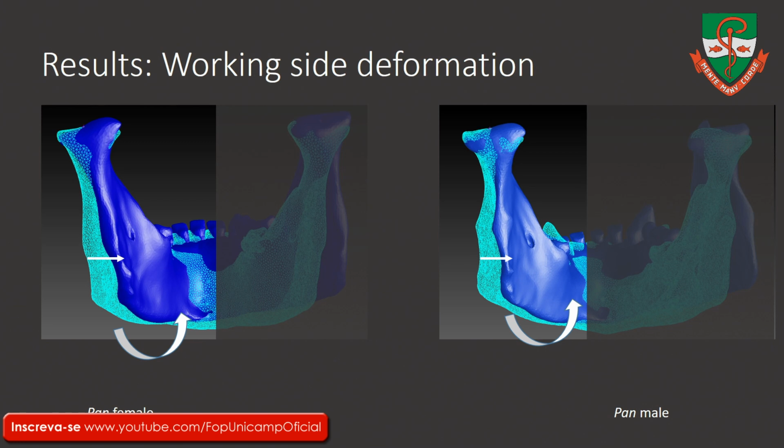Here is a still of that in posterior view, and again, light blue is the original and dark blue is deformed. So we see that the working side corpus, angle, and ramus are being deformed medially in both the models, and that indicates some medial transverse bending. And also the base is slightly inverted rather than everted.